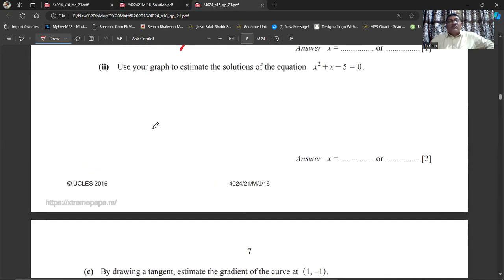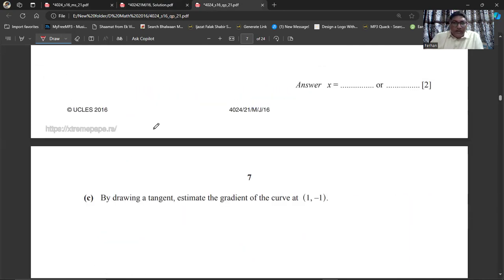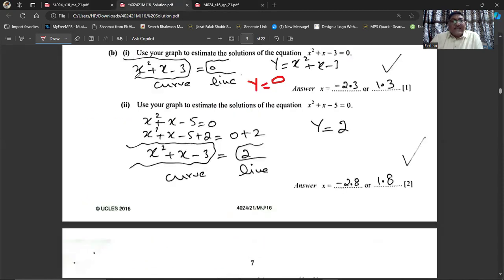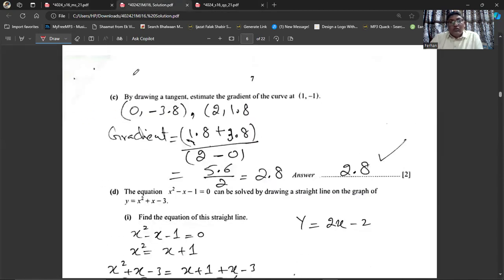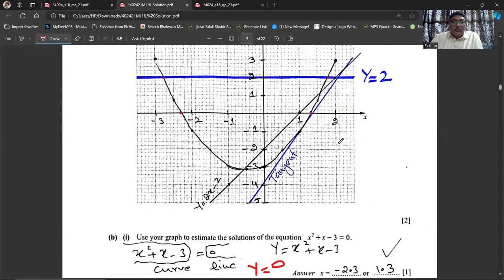Here, the next portion is: by drawing a tangent, estimate the gradient of the curve at 1, -1. Wherever you want to find the gradient of the curve, you will draw a tangent there. So we will draw the tangent there at 1, -1. You can see this blue line. This is the tangent. I have drawn it at 1 comma minus 1. A tangent is a line which touches the curve only at that point.